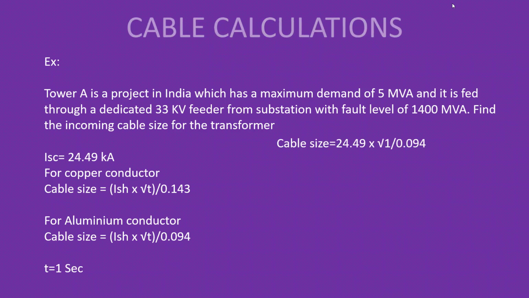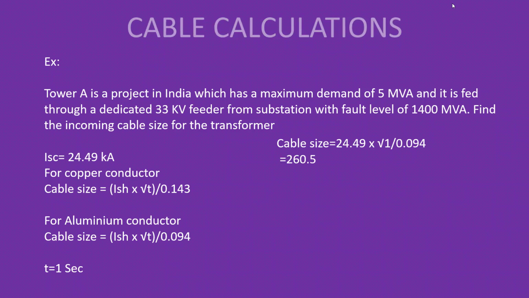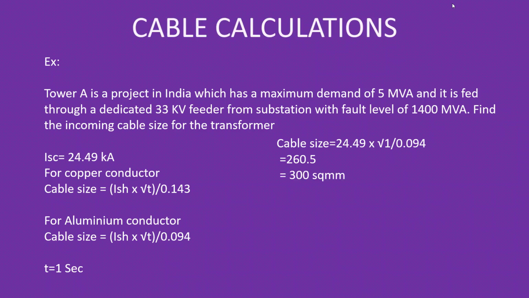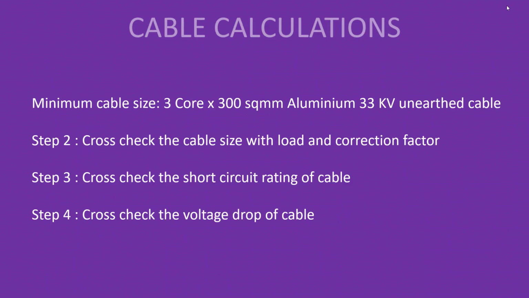The cable size equals 24.49 into root T divided by 0.094. The answer will be 260.5. So we don't have a cable with 260.5 square mm. So we will go for the next higher size. Next higher size is 300 square mm. So our cable spec is 3 core 300 square mm aluminium 33 kV unearthed cable. The minimum cable size required is 3 core 300 square mm aluminium 33 kV unearthed cable.